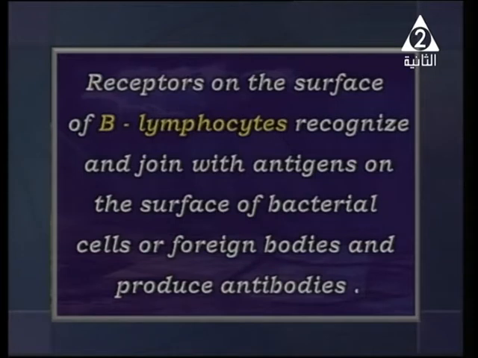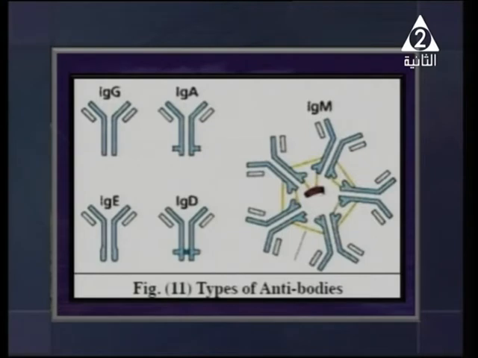So antigens are related to the bacterial cells, while antibodies are related to what? The B lymphocytes, for recognizing the antigens. And these are the types of the antibodies that we have, such as what? IgG, IgA, IgE, and D, and the other picture shows us how they are recognized, the antigens of the bacterial cells.